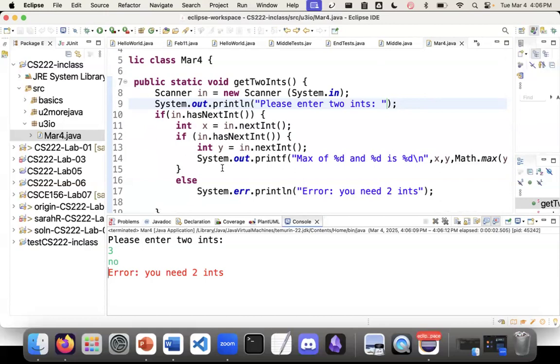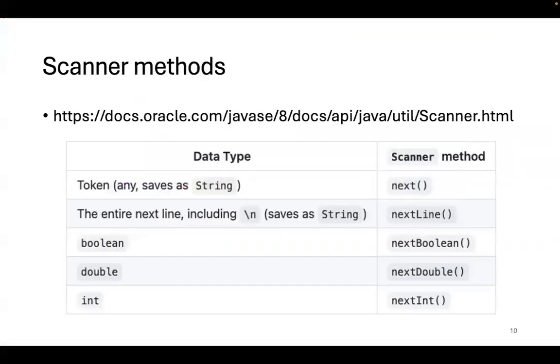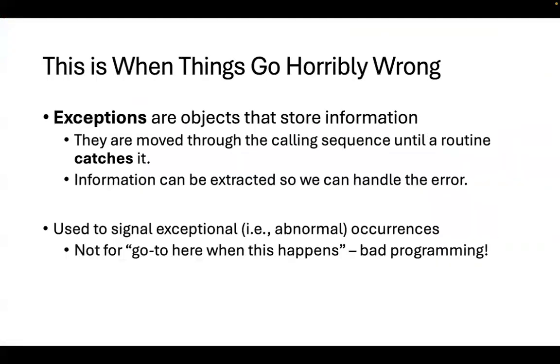This works, right? We can make it better. We can be better programmers about this. So we need to handle for when things go horribly wrong. We're going to use an object called an exception in order to do that. Exceptions are objects that store information that's associated with a certain type of thing going wrong.